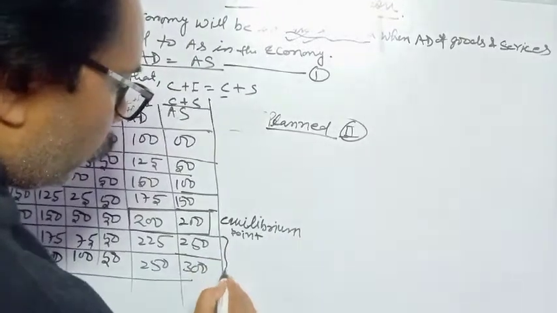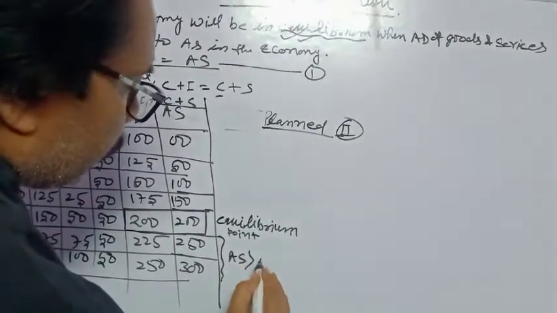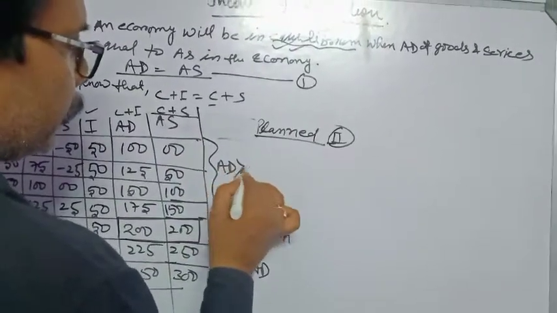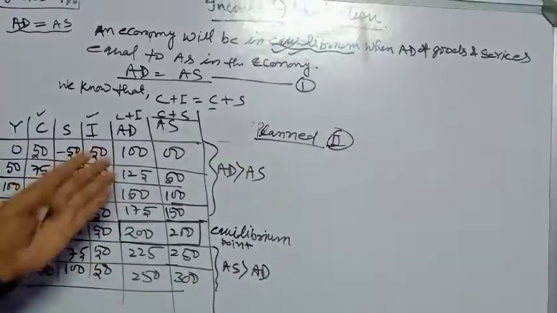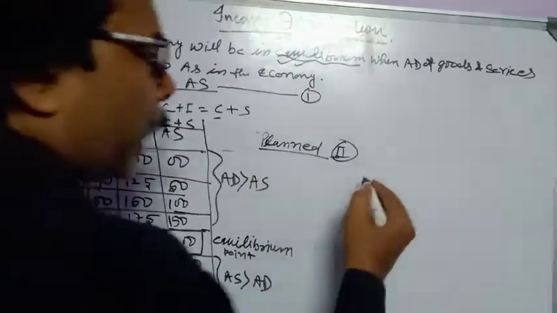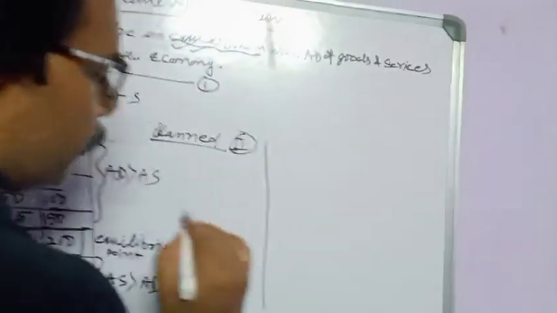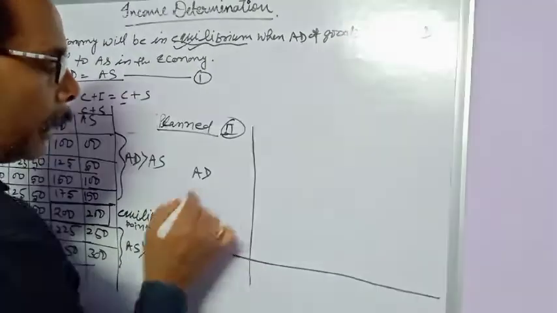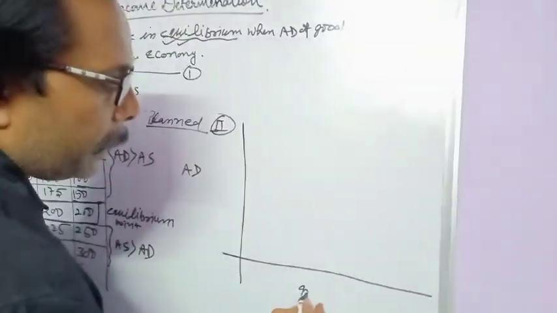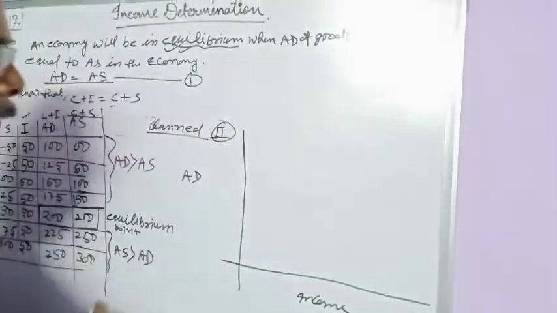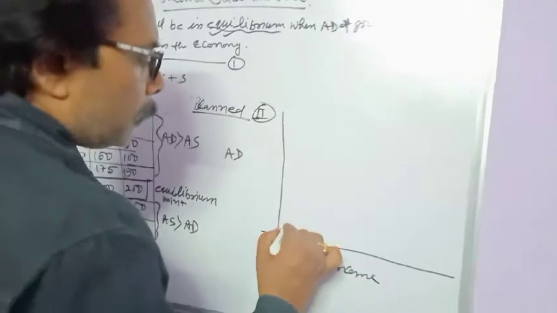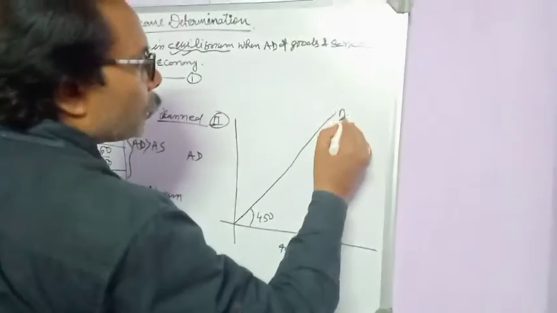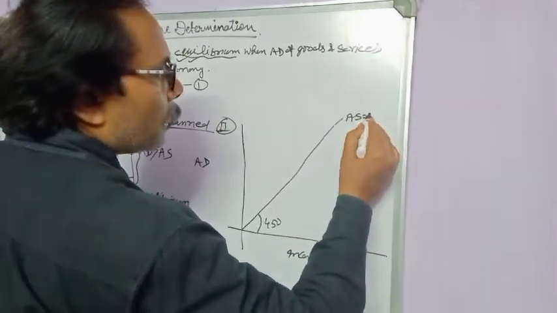And here you find that AS is greater than AD, and here you find that AD is greater than AS. Clear? So it can also be explained with the help of the following diagram. Look, on the y-axis I have taken AD, and on the x-axis I have taken income. Clear? The income line will always be drawn at an angle of 45 degrees, so it is also known as AS, or it is also known as Y.